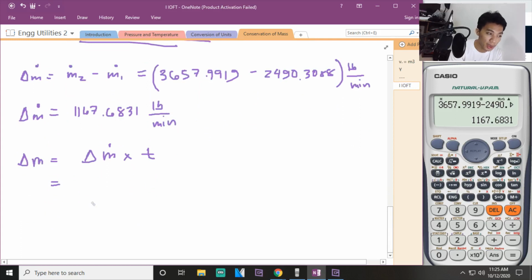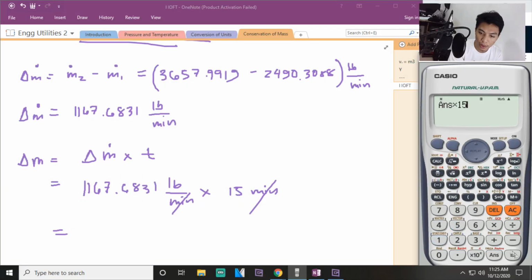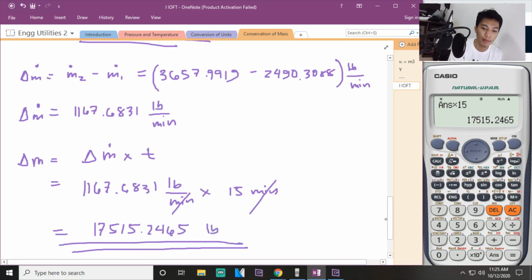Okay? So, 15 minutes na nag-elapse. So, 1167.6831 pound per minute times the time, which is 15 minutes. So, cancel to, cancel to. The mass change will be in pound. Times 15 equals 17515.2465 pounds. So, that is the mass change in 15 minutes.